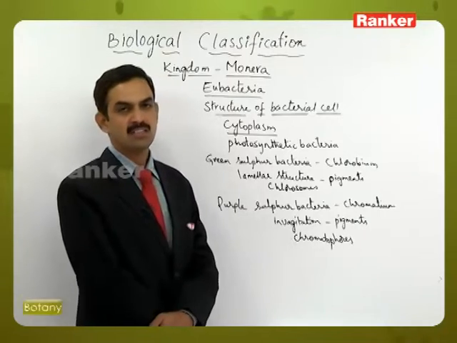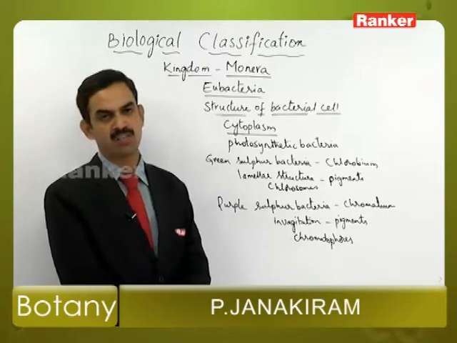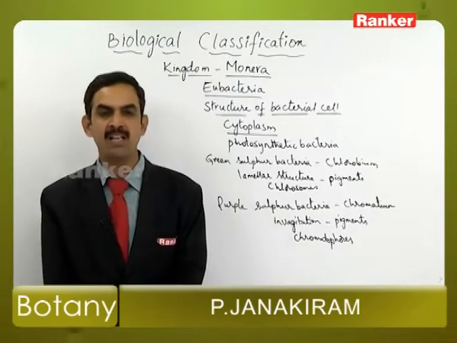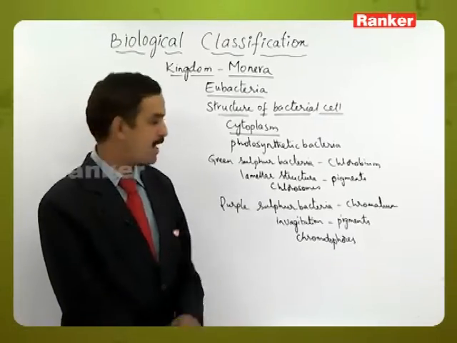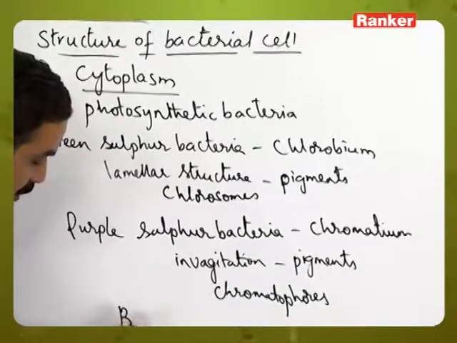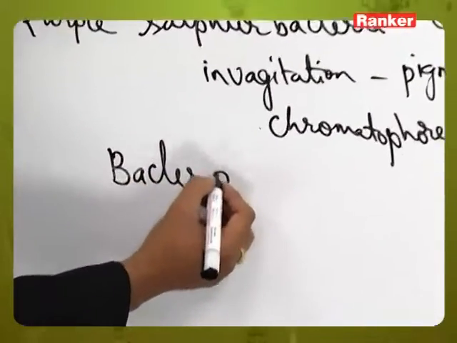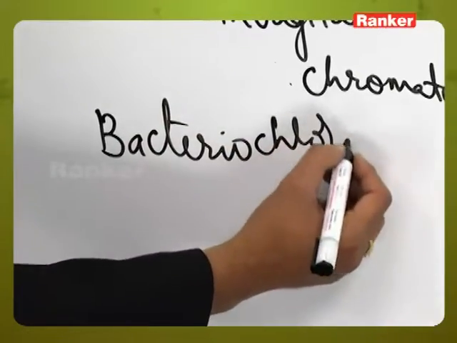That's what the variation can be seen, but both of them are helping in the photosynthetic process with the help of the pigments. The pigments present in these bacteria are not chlorophyll A and chlorophyll B like that of normal plants, but they have special pigments called bacteriochlorophylls.